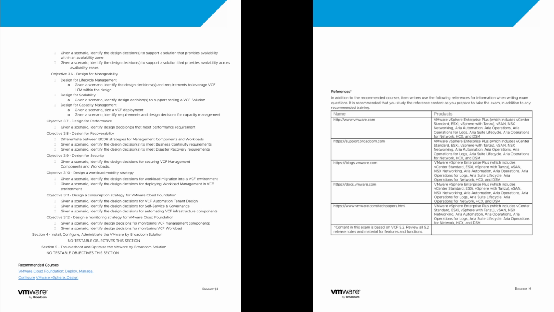Now, what about these uplink profiles I keep seeing? What are they, and how do they relate to these transport zones? Think of uplink profiles as traffic cops. They direct traffic between your ESXi hosts and the physical network. They decide which physical NICs on your hosts get used for specific transport zones. So I can use them to control, say, which NICs handle VLAN traffic versus VXLAN traffic.